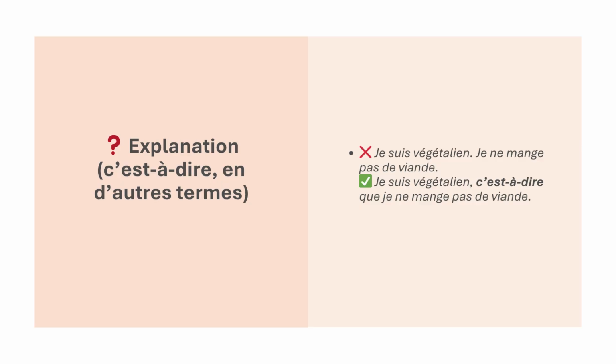Now, the example for an explanation sentence. For example, a basic sentence: je suis végétalien, je ne mange pas de viande. I am vegetarian, I don't eat meat. Now, how can we make it a more compound sentence? Je suis végétalien, c'est-à-dire que je ne mange pas de viande.